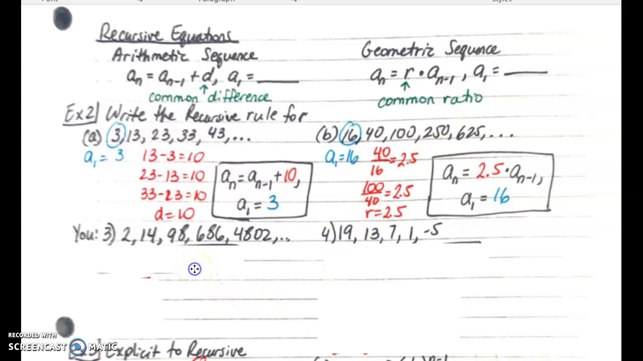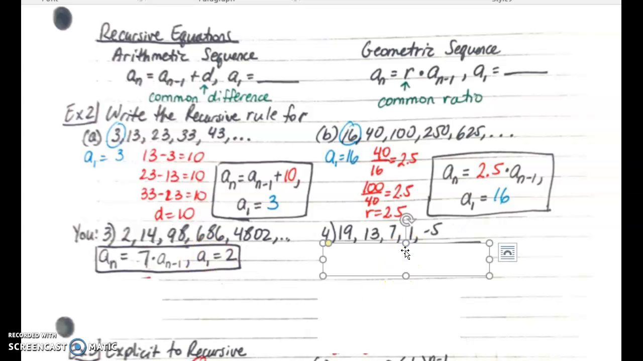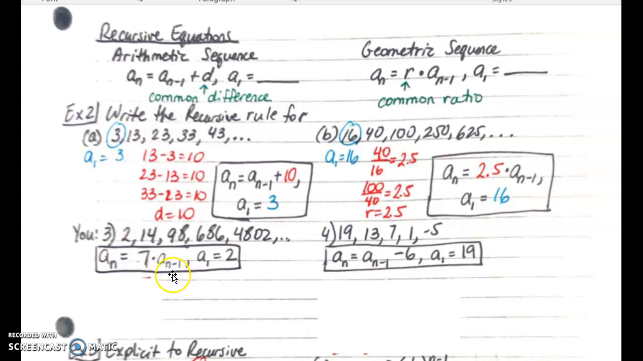Okay, good job for trying. If you want to check your answers, here we go. Our first one was a geometric. So we should have 7 times a sub n minus 1. And our second one here was arithmetic with a common difference of 6.